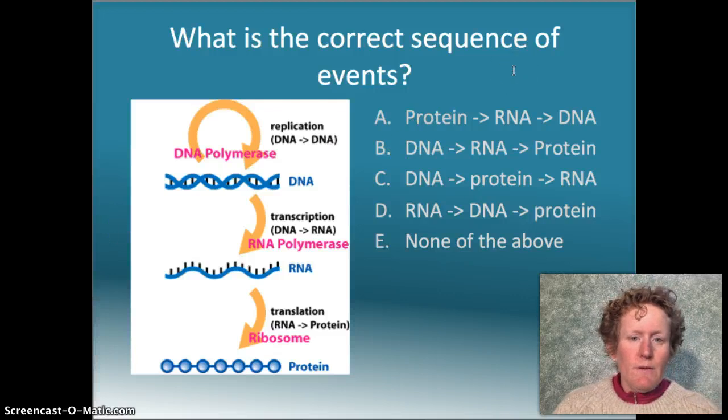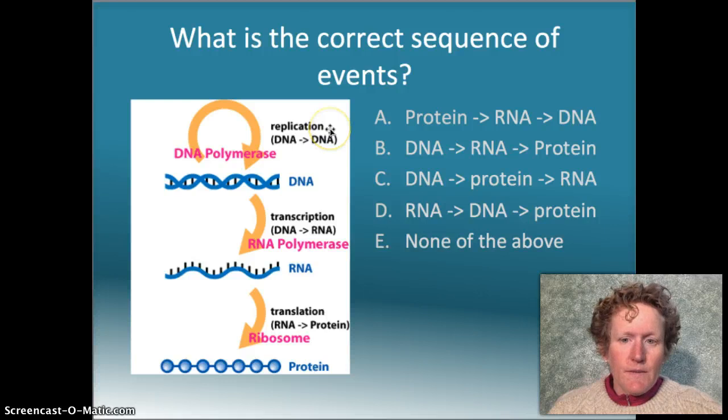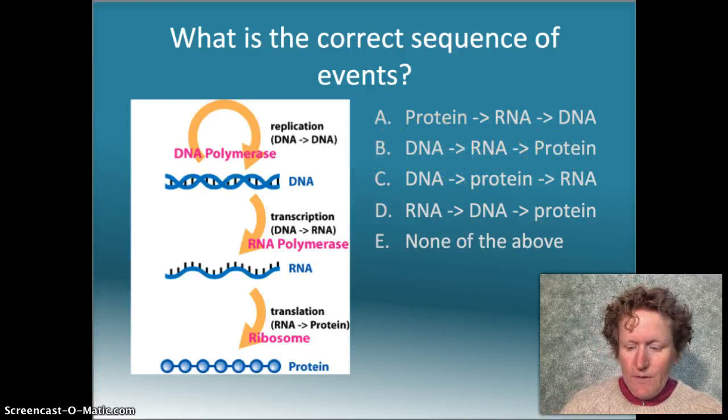The correct sequence of events, if you look at this, is DNA is transcribed to RNA, and then RNA is translated into a protein. So if you looked at B here, DNA to RNA to protein, you're correct. B is the correct answer here.